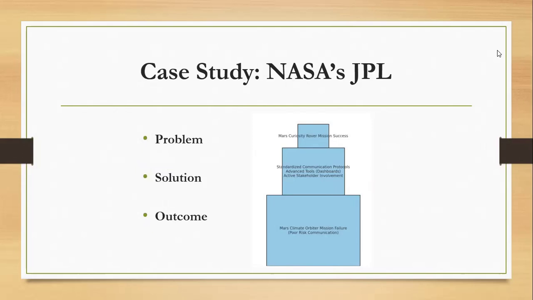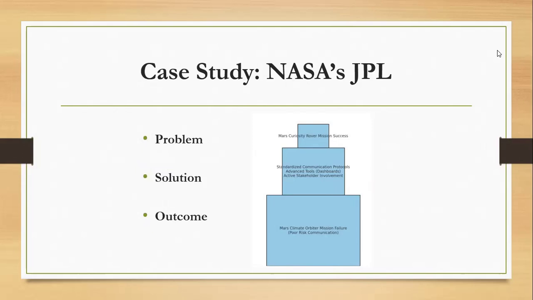After this incident, JPL made big improvements in how they managed communication and engaged stakeholders. They introduced standardized communication protocols, making sure all teams shared information in the same way. They also used advanced tools like dashboards to track risks and give real time updates to stakeholders.